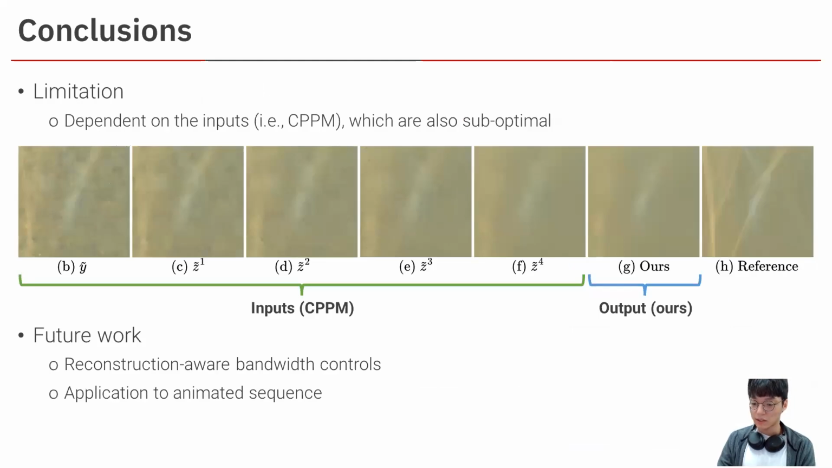There's a limitation in our method because of its inherent dependency on the input PPM method, for example, CPPM. We fail to reconstruct high-quality images if the input method produces low-quality images. Therefore, possible future work will be the control of bandwidth of PPM itself, considering our post-reconstruction process.